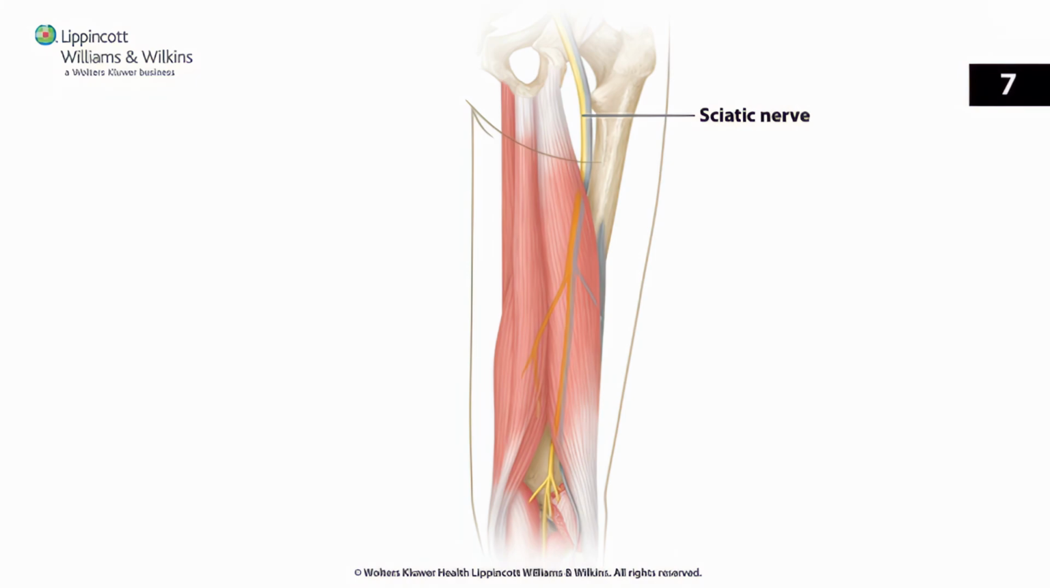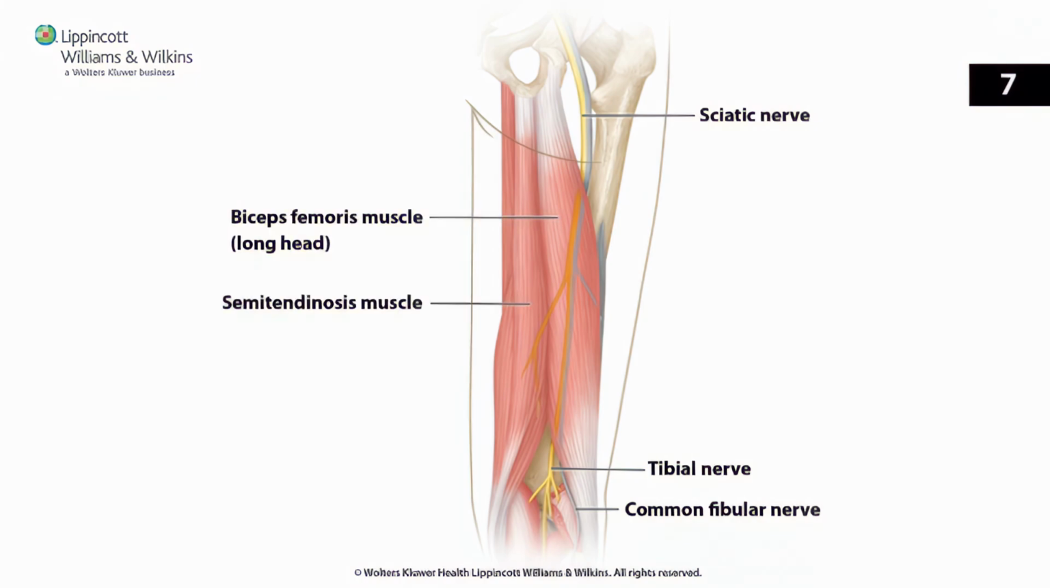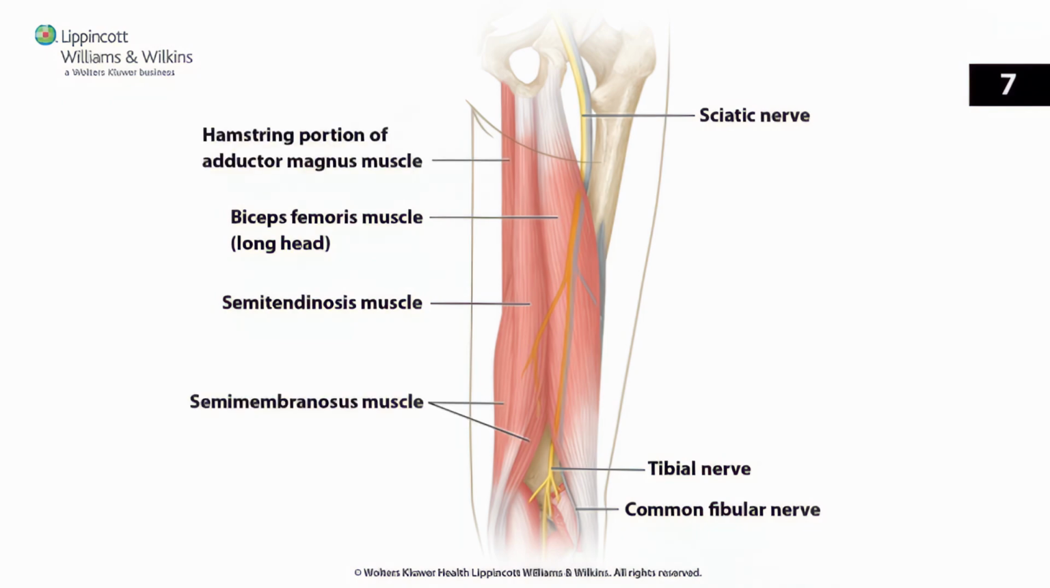Now, at some point between the pelvis and the popliteal fossa, it's going to branch into the tibial nerve, which travels down the posterior compartment of the leg, and the common fibular nerve, which travels down the anterior and lateral compartment of the leg. Now, the tibial branch innervates the biceps femoris, your semitendinosus muscle, and the semimembranosus muscle. And it's also your adductor magnus as well.